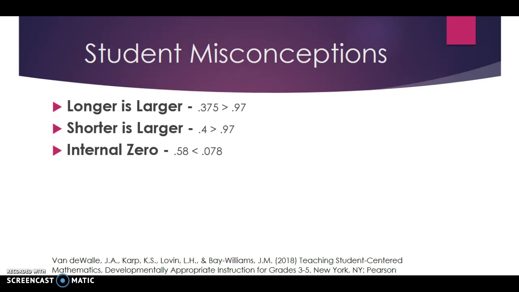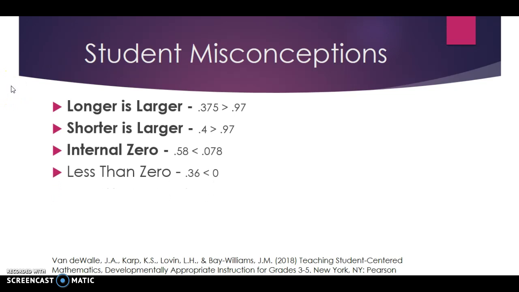3. Internal zero. It's from the book and the article both. With this, 58 hundredths is thought to be lesser value than 78 thousandths because of the zero placed in the 78 thousandths. With this, allow students to use decimal number cards, physical models, or number lines.